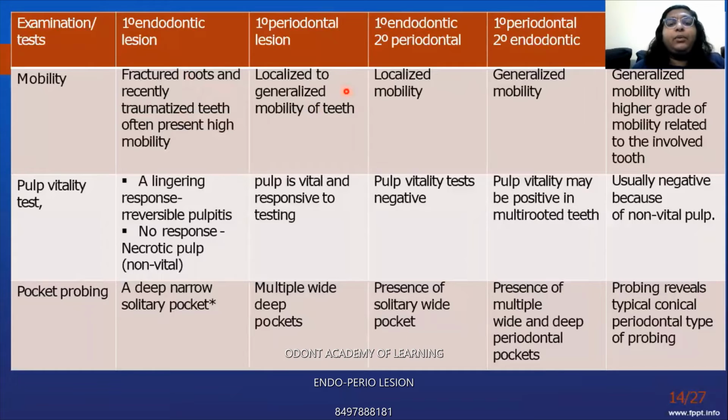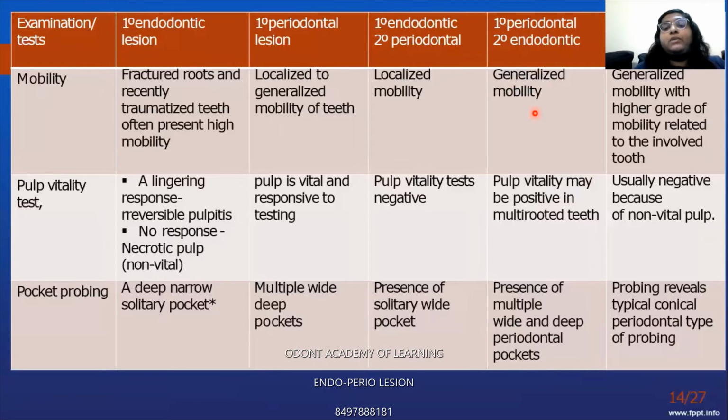In primary perio, localized to generalized mobility of the tooth will be there, because definitely if the periodontium is compromised, there will be mobility in the teeth. Primary endo, secondary perio, there will be localized mobility, because only the tooth which is affected will have mobility. Whereas in primary perio and secondary endo, there will be generalized mobility, because primary perio means multiple teeth are affected, not only one tooth.